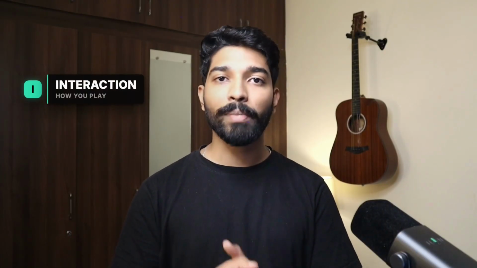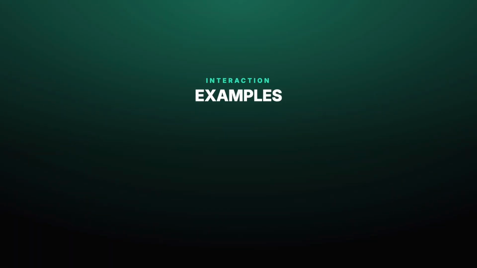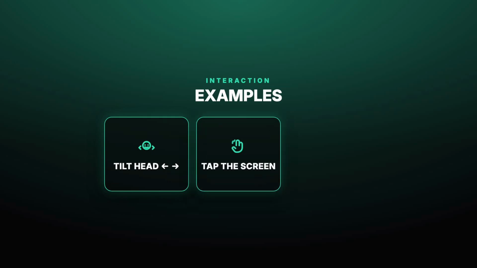Before we get into building, let's see how to come up with good lens ideas. For this, I use the TID framework: Trigger, Interaction and Delight. Trigger is how the user starts the game. It can be a screen tap or it can be the press of a record button. Next is the interaction. This is how they play the game. It is also known as game mechanics. Some examples for interaction are tilting their head left or right, tapping the screen, opening their mouth.